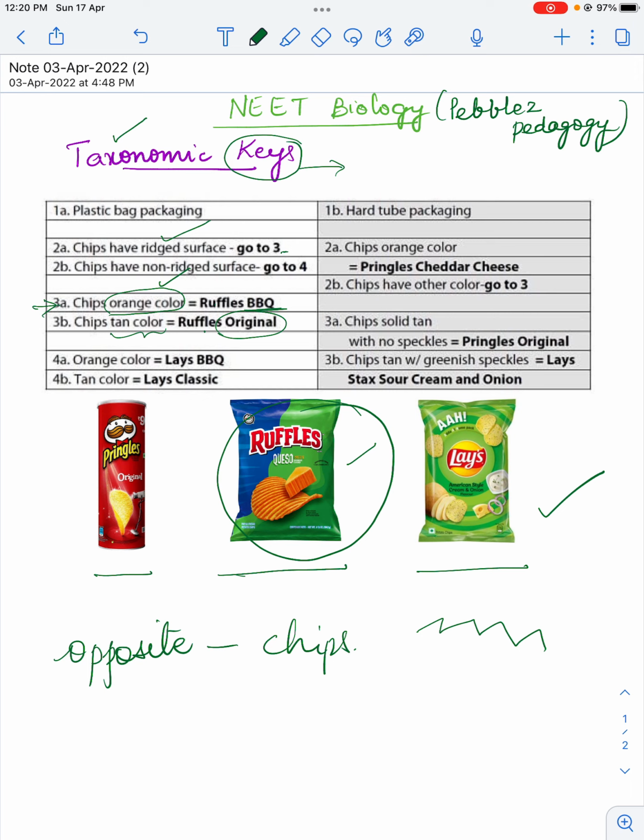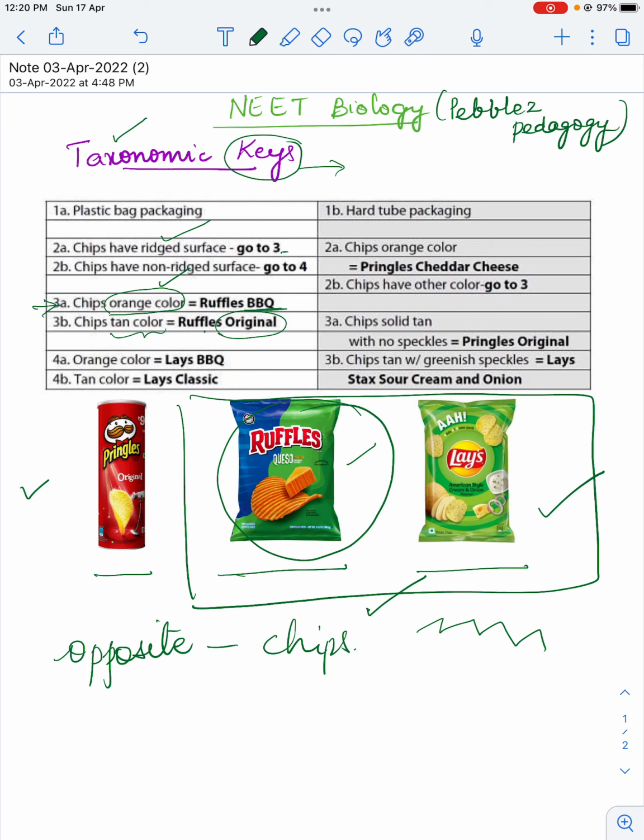Now before going into the type of chips, they can easily be classified into two categories: one is sold in plastic packaging, the other one is sold in hard tube packaging. If I give you a hard tube packaging, then you always know that it is Pringles, right? But if I give you a packet of chips, you might think that it belongs to either Lay's or Ruffles. If, when you open it up, it has ridges on the sides, then it belongs to the group of Ruffles. Similarly, we classify plants and animals based on some characteristics.